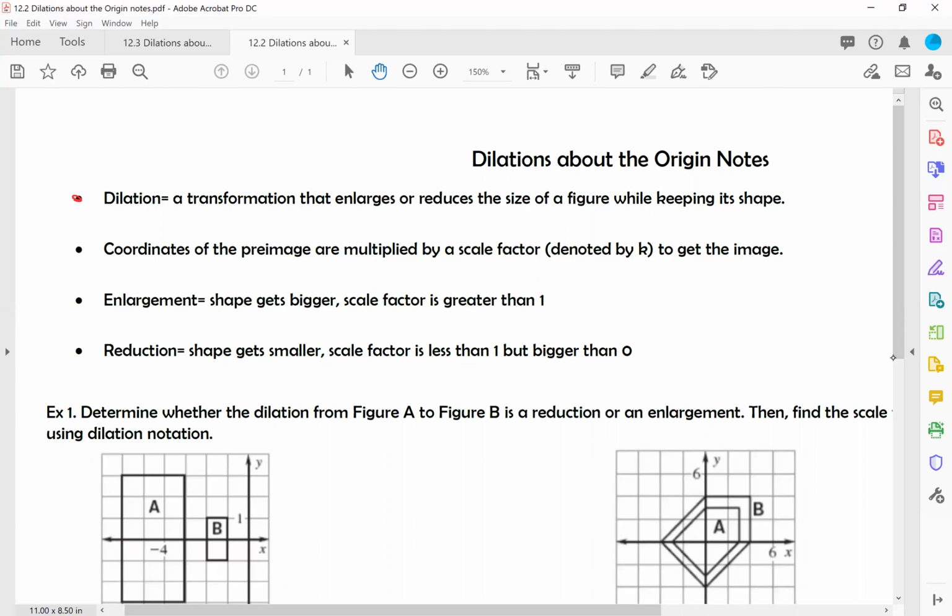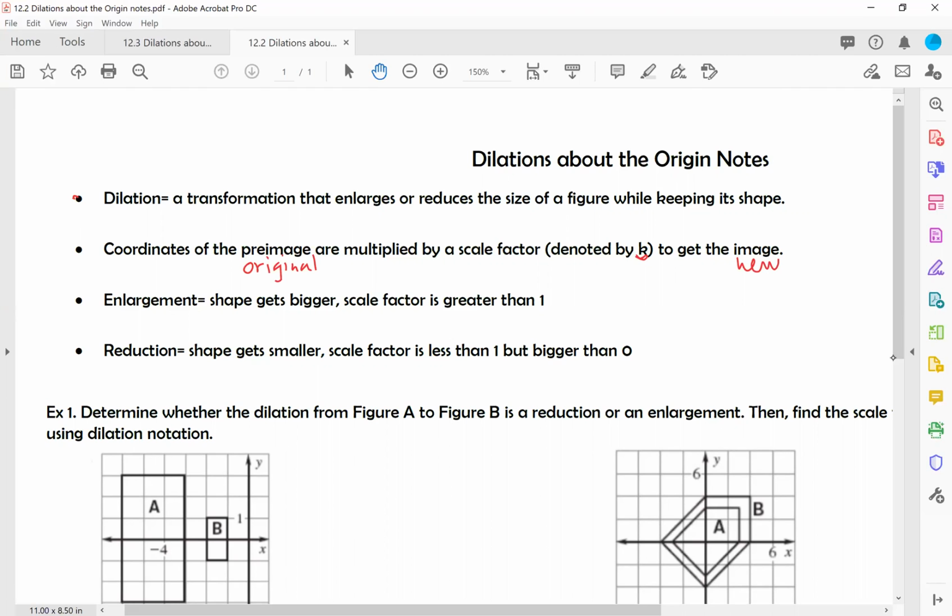Okay, so the coordinates of the pre-image, so remember your pre-image, that is the original, they get multiplied by a scale factor, which we sometimes use the letter K to show the scale factor. And when you multiply them, that's how you're going to get the image, okay? And remember, the image is the new figure.